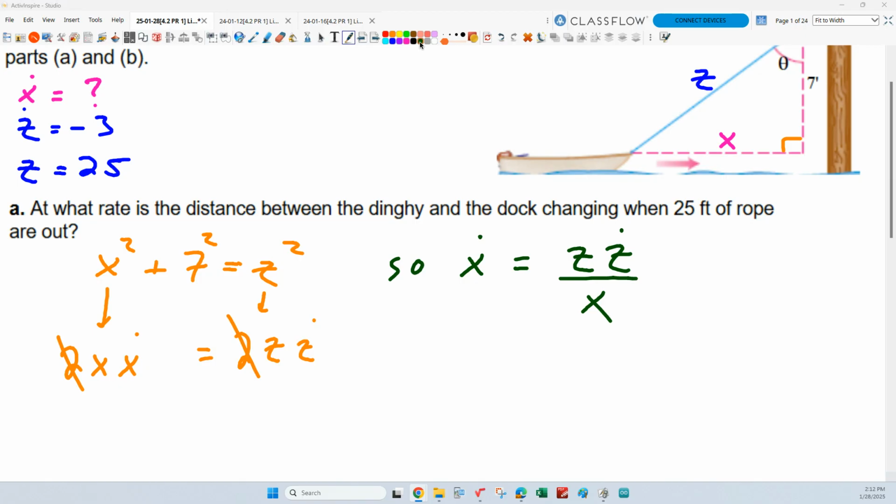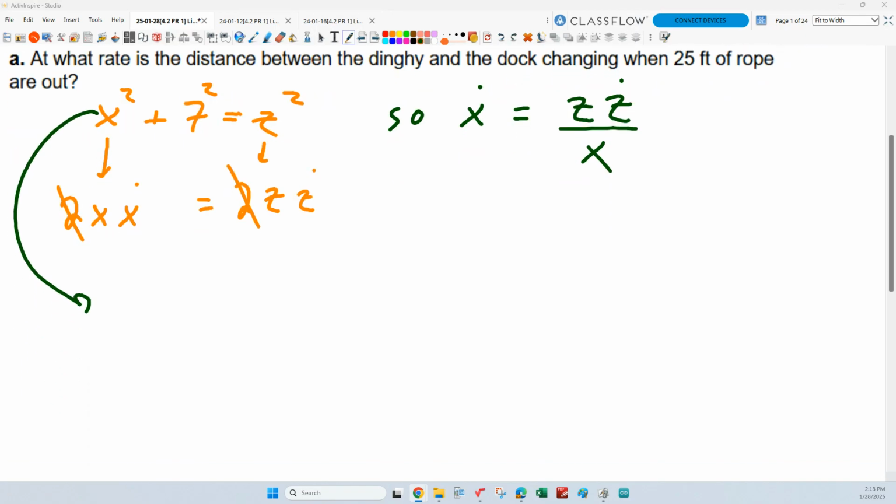We know z and we know z dot. We don't know x, but what? We could find it, couldn't we? Right? We could do one of two things. We could either find x, or the alternative is we could just solve for x in terms of z. Right? If I solve for x in terms of z, what do I get? What do I have to do to isolate x? Subtract 49 and then square root. So I would get x equals square root of z squared minus 49.